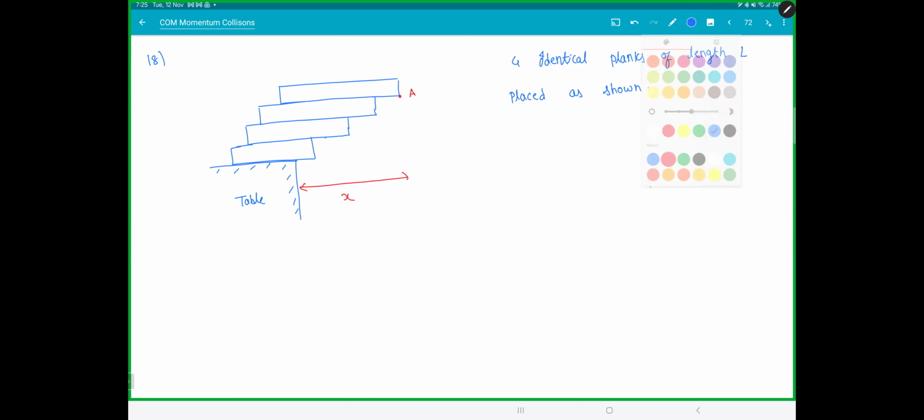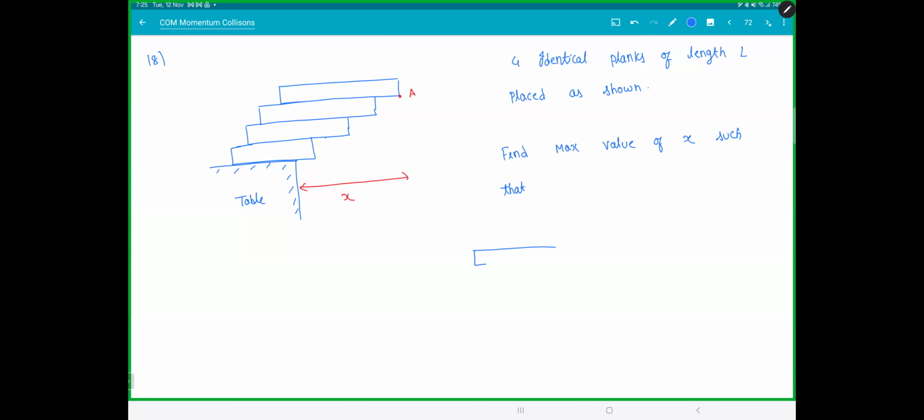So the question is, find the maximum x. How far can you push these planks so that it still remains in equilibrium? Meaning, if you don't put them properly, there is a possibility it will become like this, isn't it? The whole thing will start falling off. You don't want such a thing to happen. If everything is at rest, what is the farthest distance you can push this such that the system is at rest?